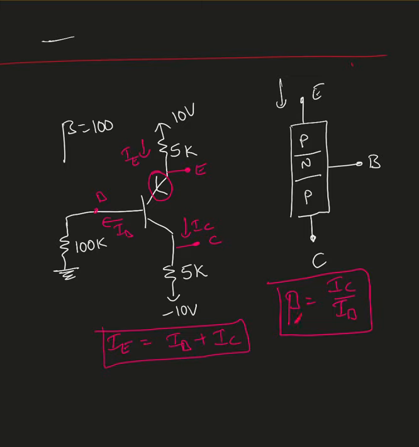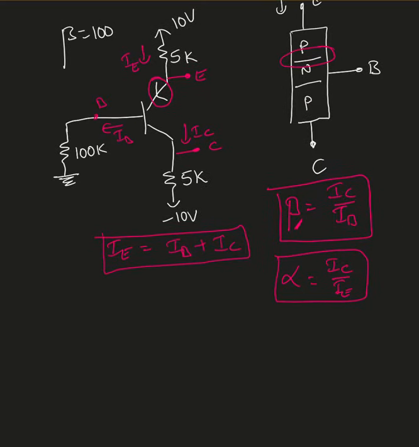Okay, now same thing with alpha equals IC over IE. You need to remember these three equations all the time. Now I'm going to start solving this example by assuming this transistor is working in active mode of operation. Active mode of operation means the EB junction is forward biased and the CB junction is reverse biased. Only then is it going to be in active mode of operation.